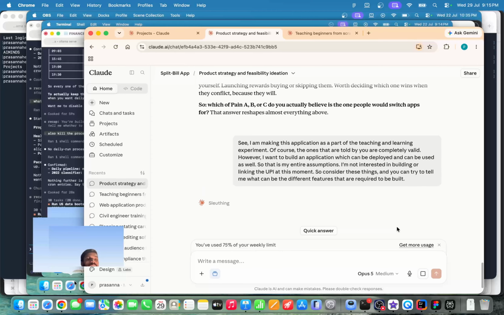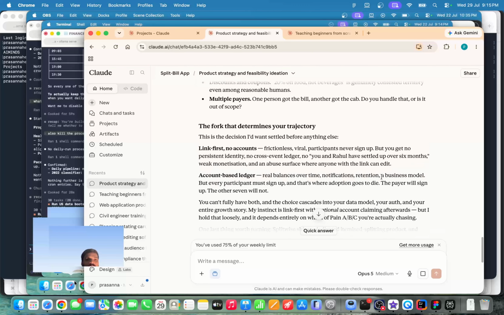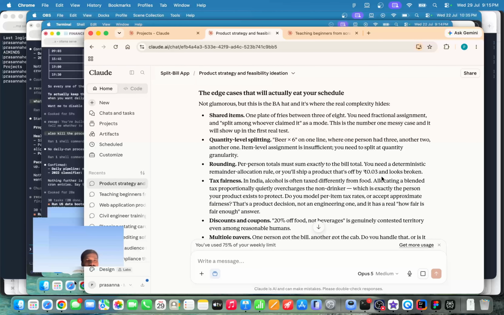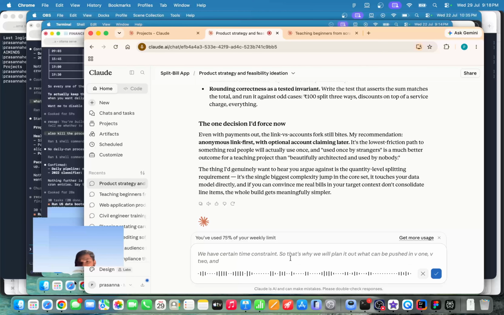See, because it also thought from a business analyst perspective, it was able to come up with a lot of pushbacks and the kind of genuine discussions which are actually required. Also, we have certain time constraints, so that's why we will plan out what can be pushed in V1, V2, and V3. So we will keep it as the V1 features for now.